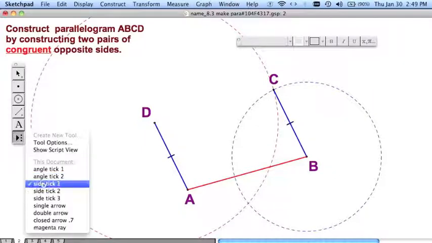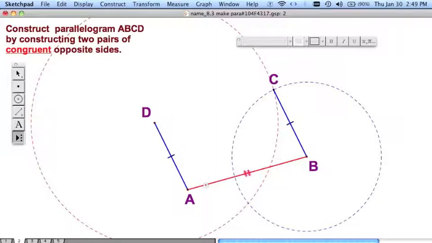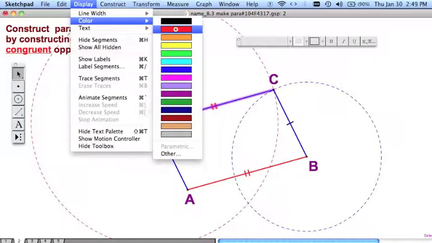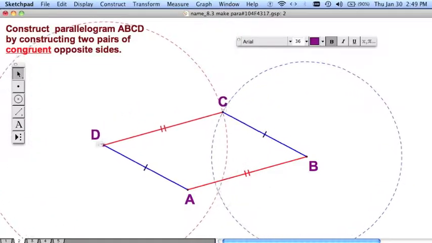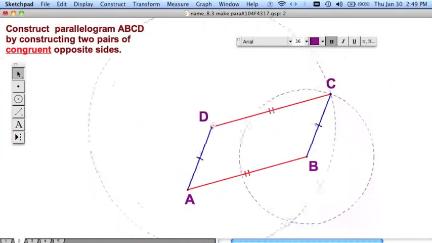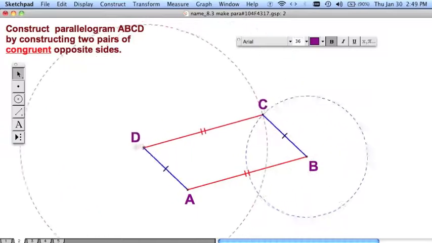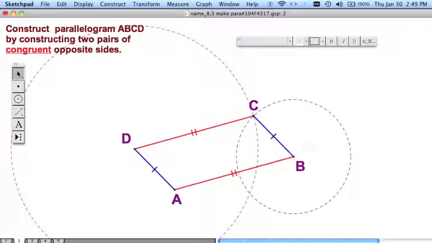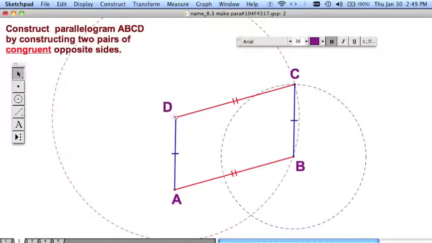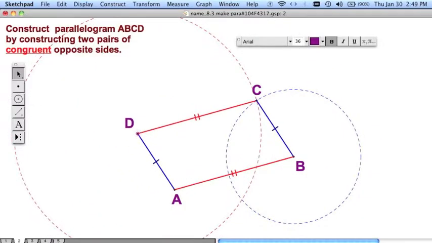Then I think I've got a side tick 2. Click, and I'll go from D to C. Oh, I want that segment red. So I've got 2 pairs of opposite sides congruent. The red pair and the blue pair. And you can really see it in this construction. So it's fun on a compass, but it's a little more dynamic on Sketchpad.